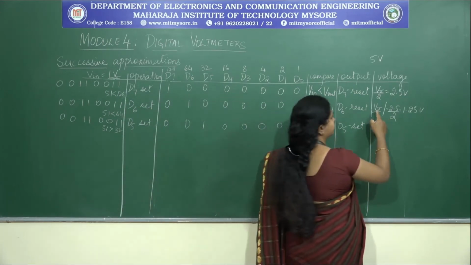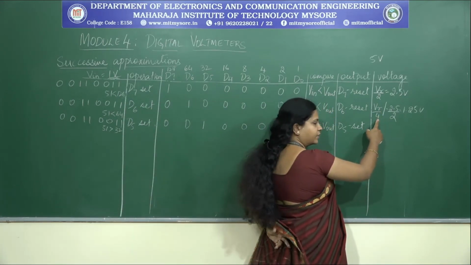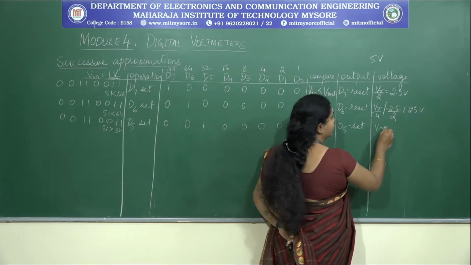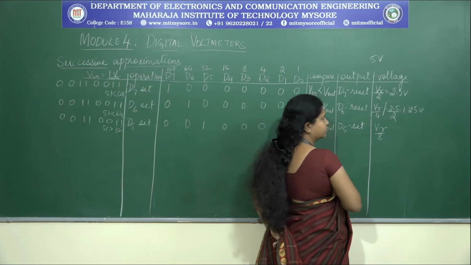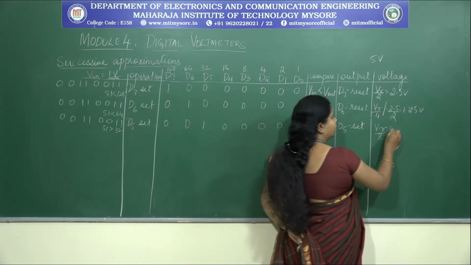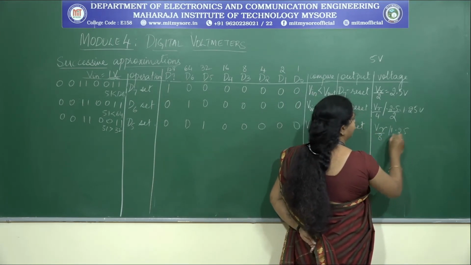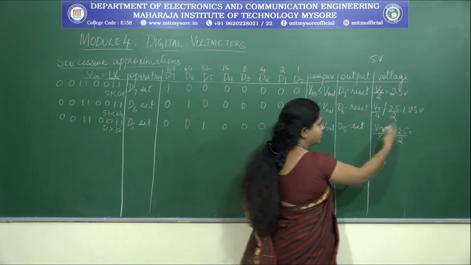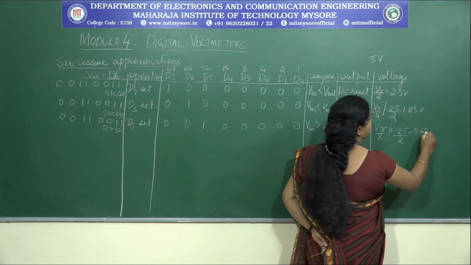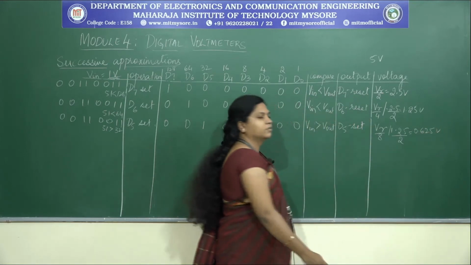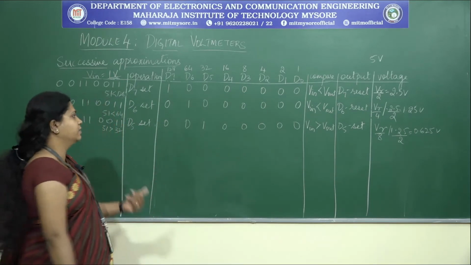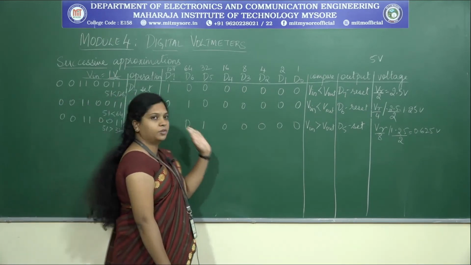Since you have already done this, VR divided by 4 you can do, or you can take 1.25 divided by, that is VR divided by 8, or you can also use 1.25 divided by 2. This is step by step, by 2, by 2, by 2 you will get 8. So 0.625. How are you getting the output voltage? 0.625 you got. Coming to the next step, D5 should be set.